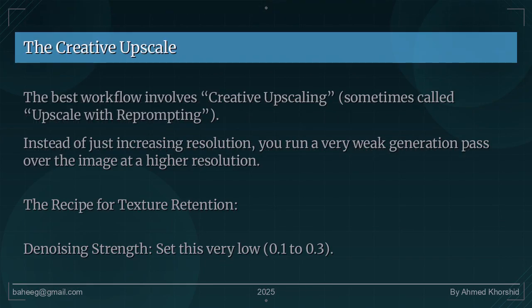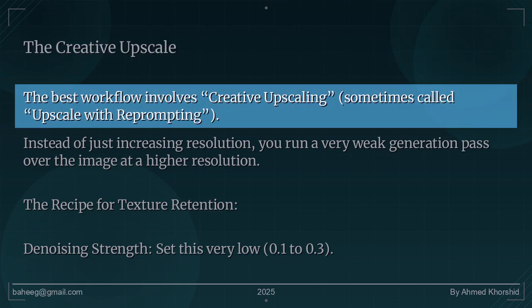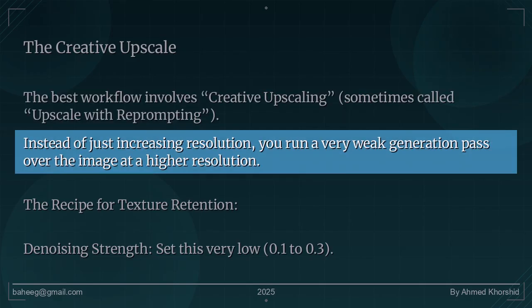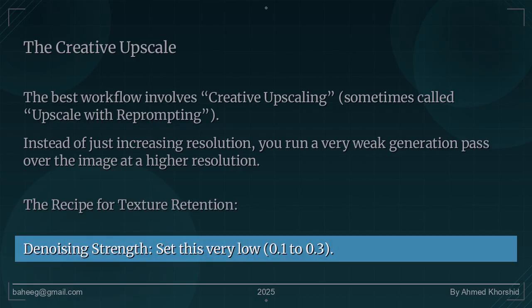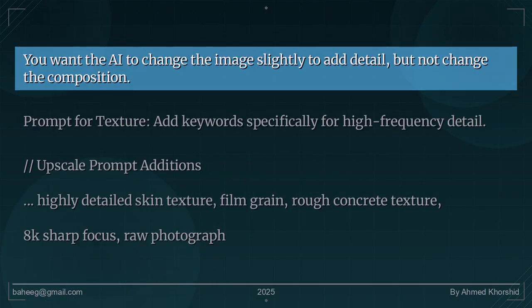The creative upscale. The best workflow involves creative upscaling, sometimes called upscale with reprompting. Instead of just increasing resolution, you run a very weak generation pass over the image at a higher resolution. The recipe for texture retention. Denoising strength: set this very low, 0.1 to 0.3. You want the AI to change the image slightly to add detail, but not change the composition.